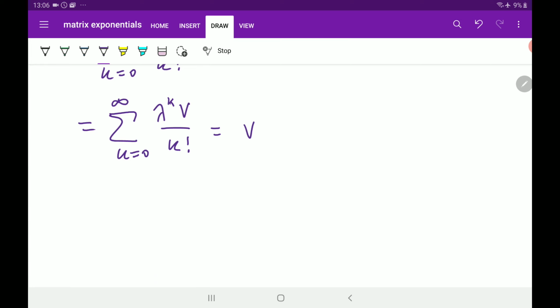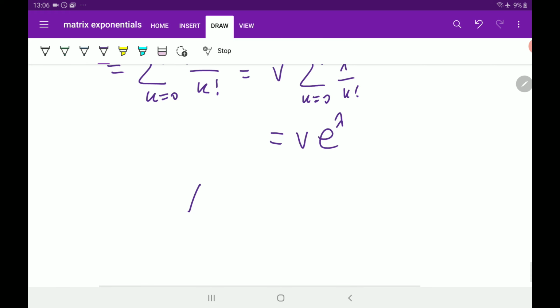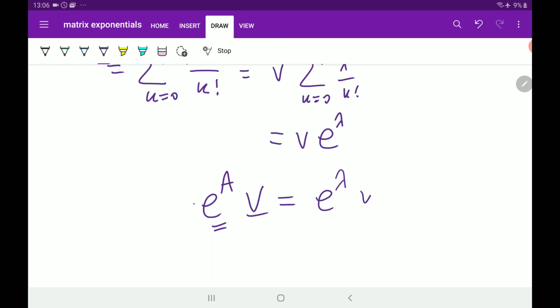And we can take the vector v out of the sum. And this is just a regular exponential of a number. So this is v times e^lambda. So we have that e^A, the matrix exponential of A, times v is equal to e^lambda times v.